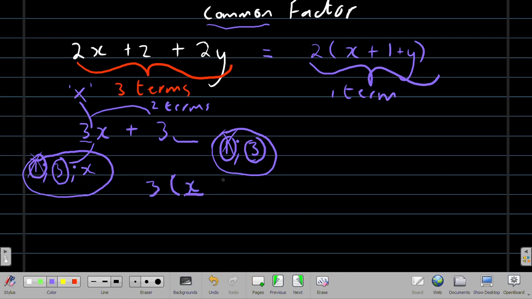Here's a plus, so we put a plus here as well. What number do we have to multiply with to get a 3? That would be a 1. And there it is, it's factorized. And you can actually check this. You can check to see if your factorization is correct by multiplying out this bracket.